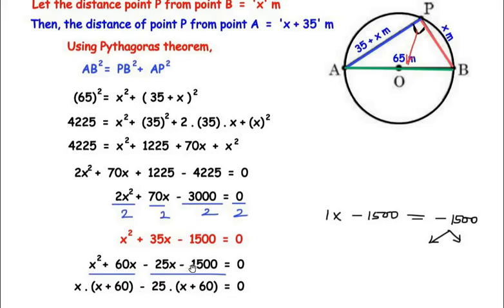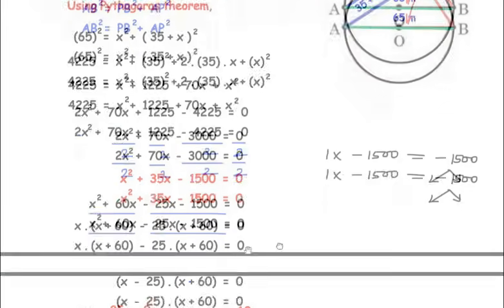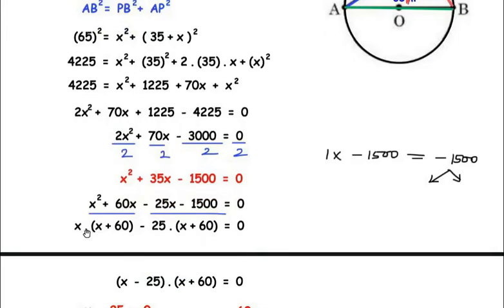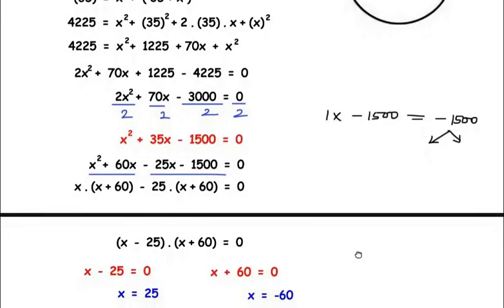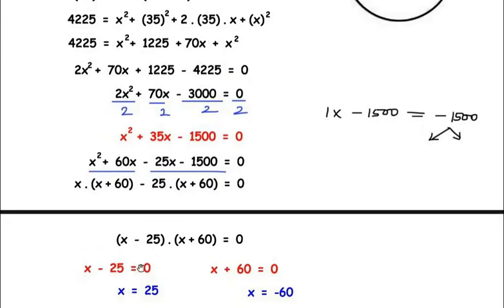Now from the second group, negative 25 is a common factor, so we have taken it out and inside the bracket remains x plus 60 equal to 0. Now from this equation, x plus 60 is a common factor, so we have taken it out over here and the second factor becomes x minus 25 equal to 0. Now we are going to equate each of these factors equal to 0, giving us x minus 25 equal to 0 and x plus 60 equal to 0.